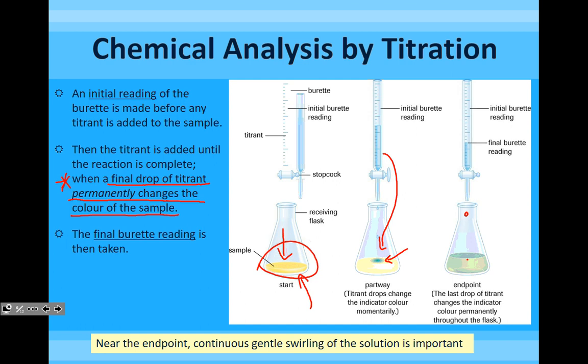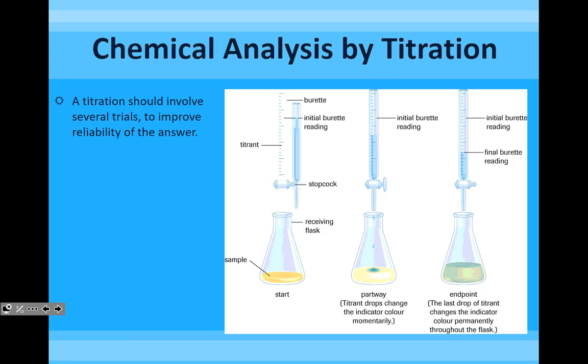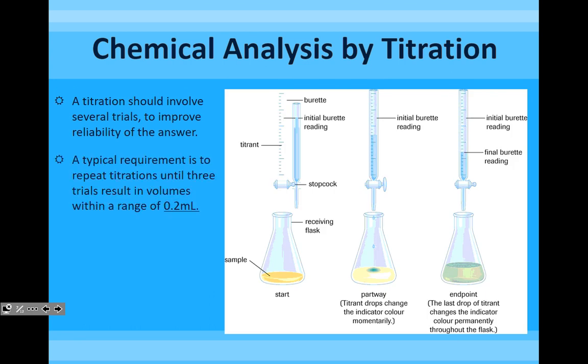Once that happens, the final burette reading is taken. The difference between the readings is the volume of the titrant added. So I subtract my initial burette reading from my final burette reading, and I get an amount of volume. That volume is the volume of titrant that was used to react fully with my sample. A titration should involve several trials to improve the reliability of the answer.